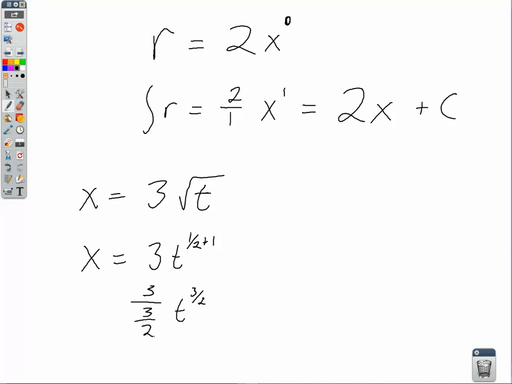3 divided by 3/2. So, boy, let's see. I think I'm doing this right. That's going to be 6/3 or 2. 2t to the 3/2, plus, as always, the ever-present constant of integration. So there's the antiderivative of that function x.